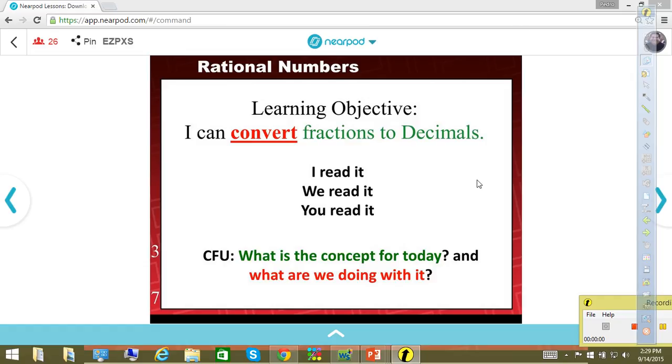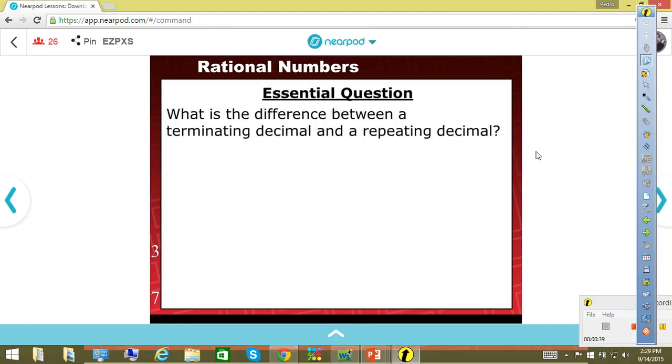So in your Frayer model, let's write the rational numbers. But before we do, I'm going to ask you a question, and at the end we'll answer this question. It says, what is the difference between a terminating decimal and a repeating decimal?